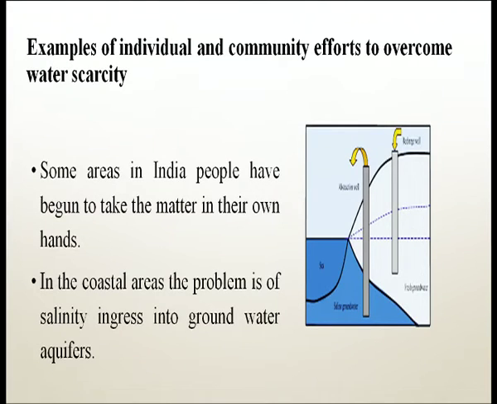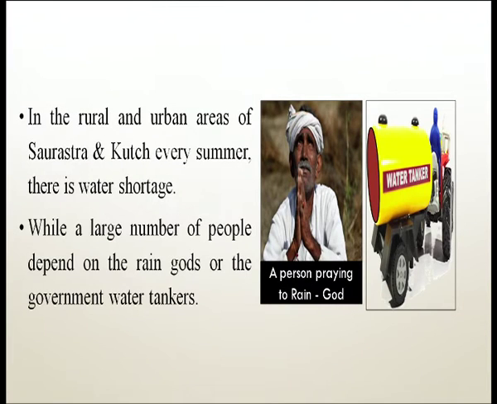First, we will discuss some examples related to overcoming water scarcity. There are examples of individual and community efforts on water conservation in our country. Role of individual and community in overcoming water scarcity. In some areas in India, people have begun to take the matter into their own hands. In the coastal areas, the problem is salinity ingress into groundwater aquifers. In the rural and urban areas of Saurashtra and Kutch, every summer there is water shortage, while a large number of people depend on the rain god or the government water tankers.